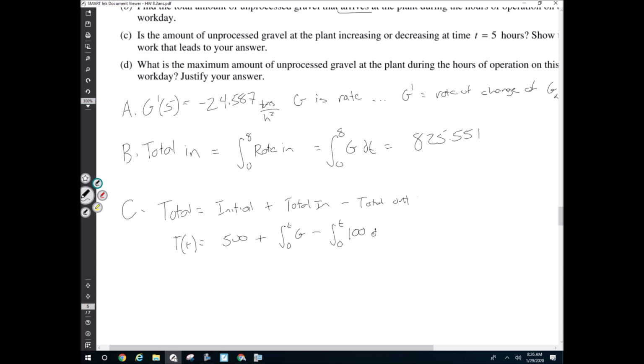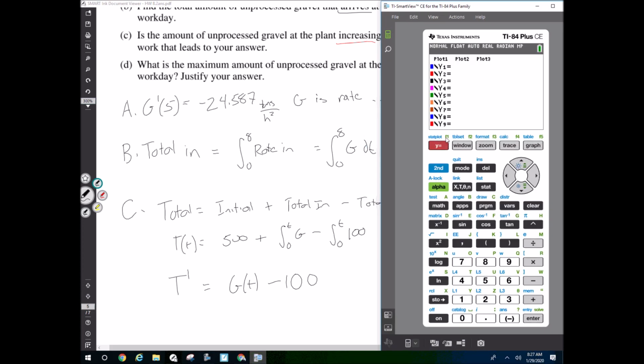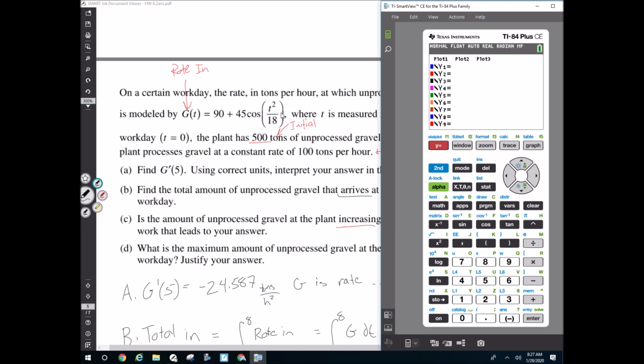The reason I do this is that to find whether something is increasing or decreasing, and this is the amount of unprocessed gravel, we need to look at the derivative of the total, T prime. We will see if T prime is positive or negative. The derivative of 500 is 0, the derivative of this accumulation function will just be g, and the derivative of the rate out will just be 100. So T prime is g minus 100. If it is positive, the total is increasing. If it's negative, the total is decreasing.